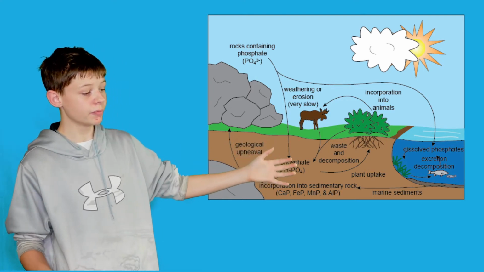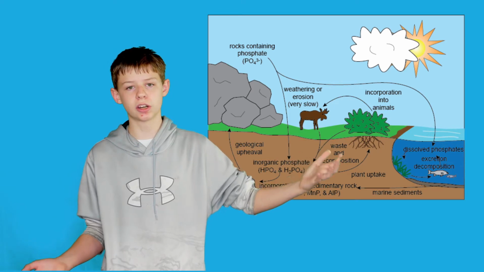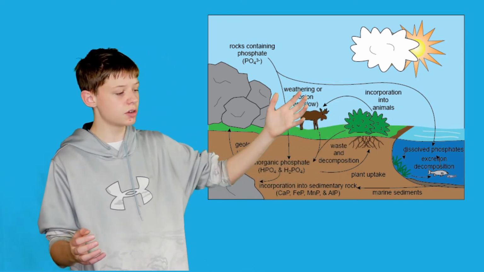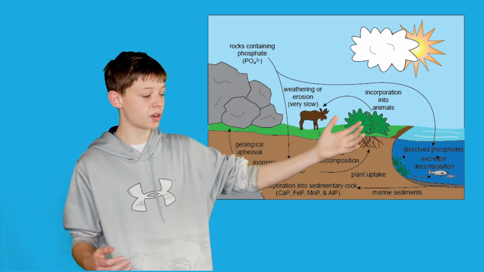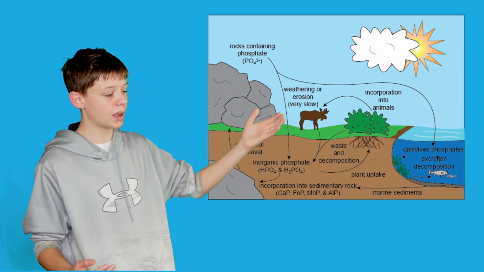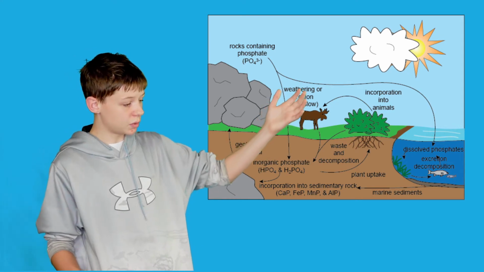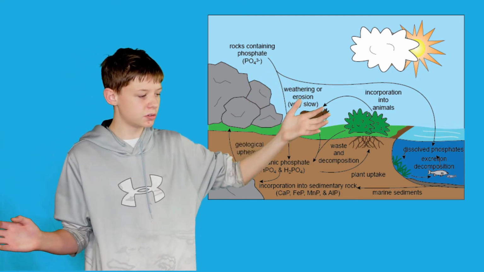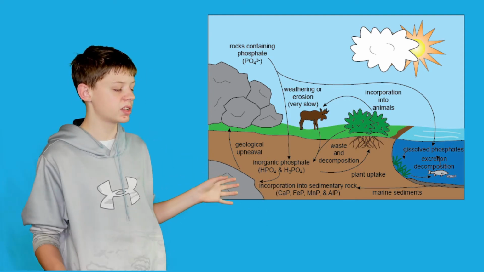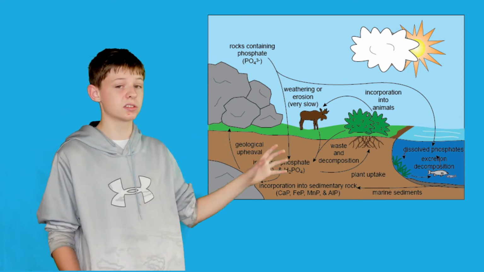In the soil, it can go into plants, which use it for sugars, especially glucose. These plants can then just die from other causes or be eaten by animals, which again use it in RNA and DNA, and will then eventually die and decompose just like the plants and go back into the soil, which will then be incorporated into sedimentary rocks, which will have a geological upheaval, which will start that process all over again.